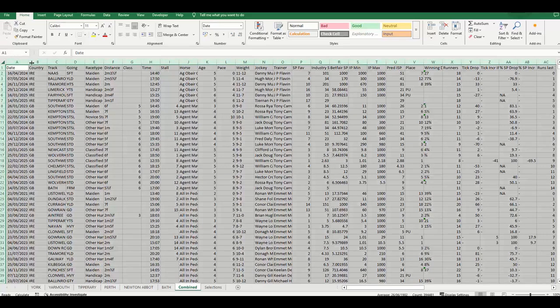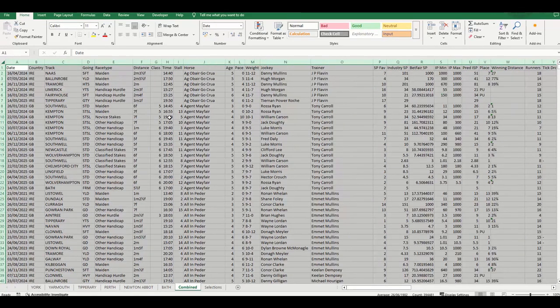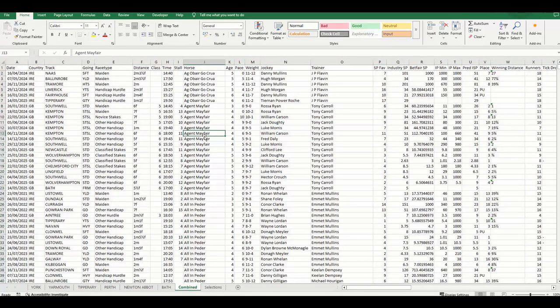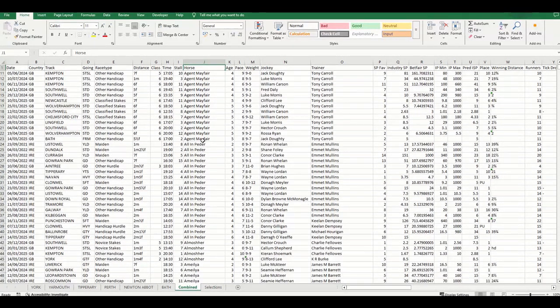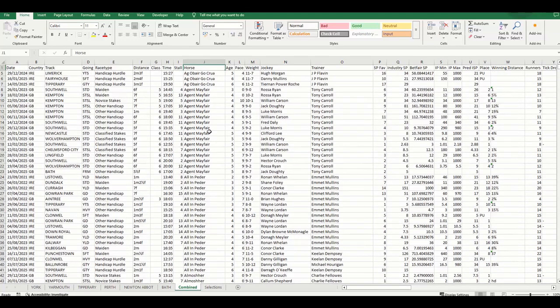Now if I just align these so you can see all of the columns, these are direct outputs from our data dashboard or database, and there's also some additional columns calculated within this sheet. A lot of our current members use this as their go-to for their system and strategy testing. So the first thing to note is that you have the horse column J, and you have every horse due to run today and those horses' entire race history.